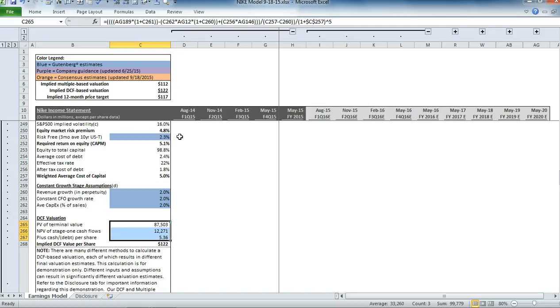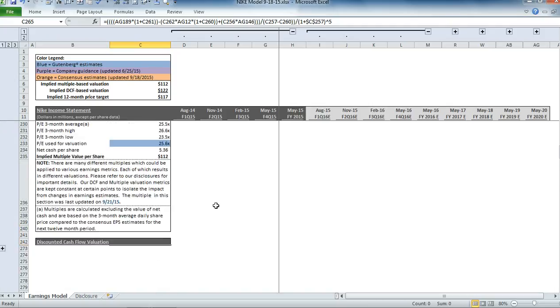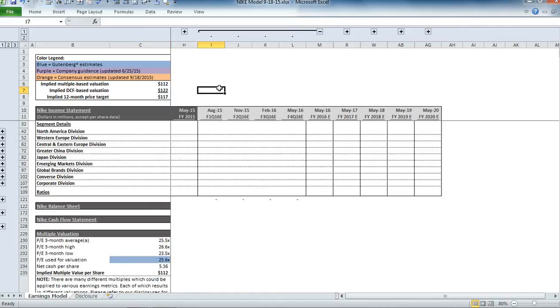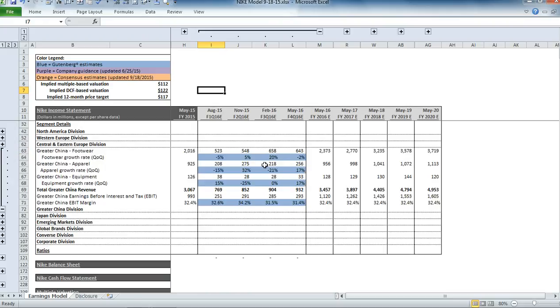So now that we have an understanding of how the model works, we can use this model to make some different projections. For instance, let's say this quarter you think that China is going to slow down much more than what we originally anticipated after last quarter. You could go here and say, okay, for fiscal first quarter 2015, let's say footwear declines by 35%, apparel also declines by 35%, and equipment doesn't really matter, but let's say that goes down by 35% as well. And you can see what happened to the valuation just from making those changes. So I'll undo those for now.